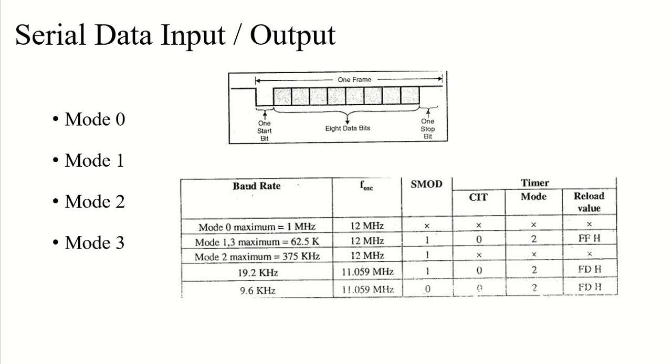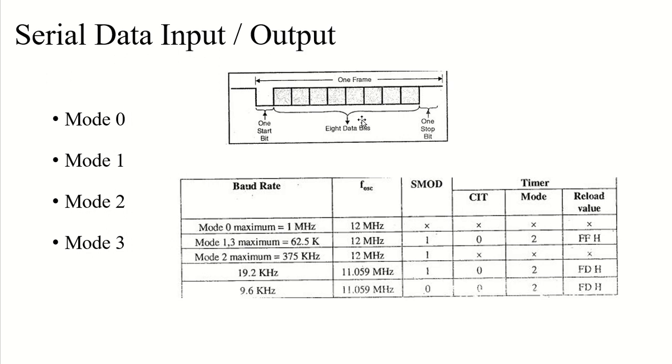Whenever a character is serially transmitted, the transmitting and receiving devices should satisfy the communication protocol. So here, as you can see, in one frame we have one start bit initially and one stop bit at the end, and then we have 8 data bits.